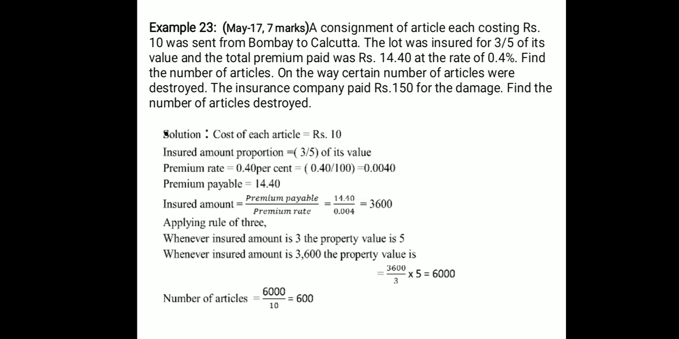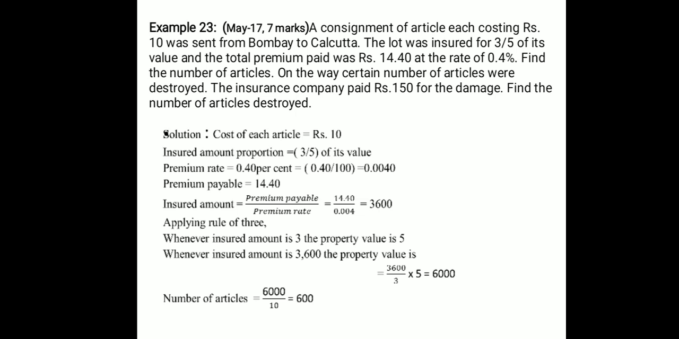Now applying the rule of 3, insured amount equals premium payable divided by premium rate. So that is equal to 14.40 divided by 0.004, that gives you 3600 as the insured amount. Now the insured amount is in proportion of 3 by 5th of the value. So we have determined the 3 now. Now we have to determine what is 5. 3 means 3600, what does 5 mean? That we have to determine.